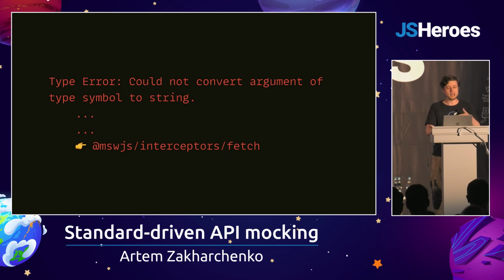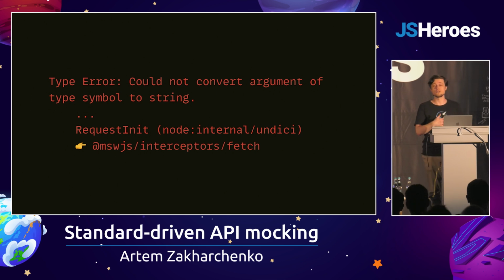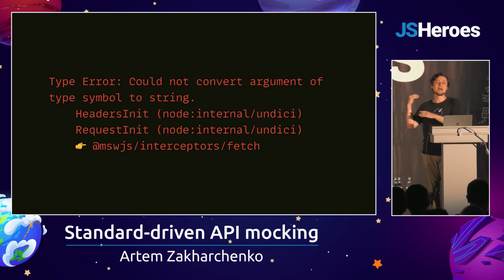And it turned out the error itself didn't surface through MSW, but it actually tried to create a request. And this request init is a function from Undici. Undici is the official fetch API implementation in Node.js. So we tried to create requests, then something tried to create headers, also from Undici, and then the error happened. OK, so the problematic area is looking to be Undici.